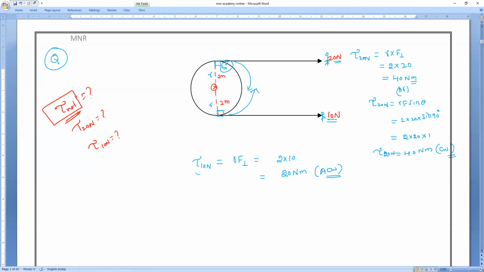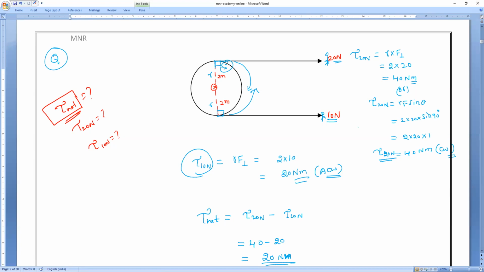So the torque created by 10 Newtons is 20 Newton meter, and the torque created by the 20 Newton force is 40 Newton meter. Now we want to find the net torque. Keep it in mind: the net torque is equal to the torque created by 20 Newton minus the torque created by 10 Newtons, which is 40 minus 20. What is the answer? 20 Newton meter. So can you tell me the direction of net torque? Clockwise or anti-clockwise? Anybody? Direction of net torque. Clockwise.